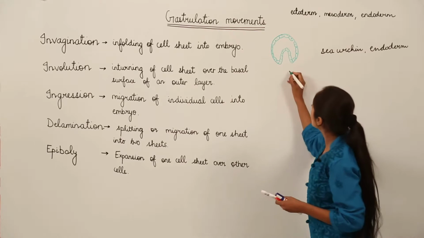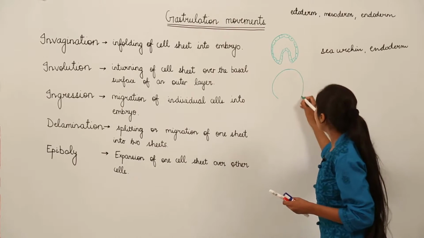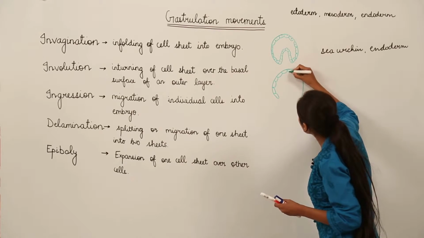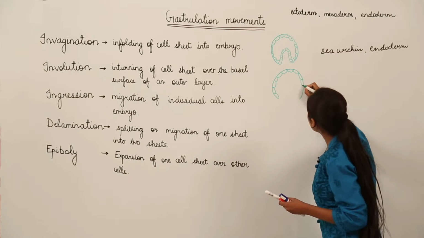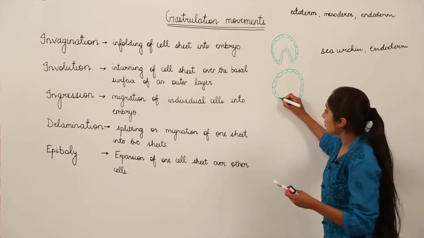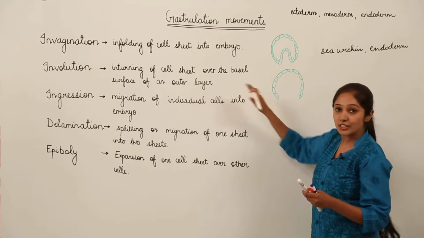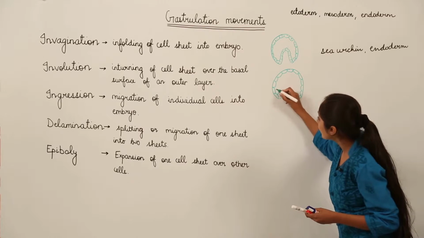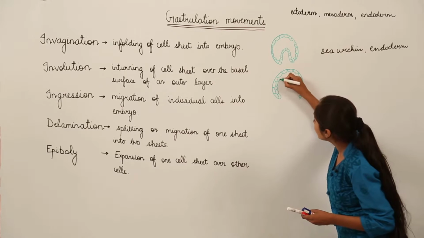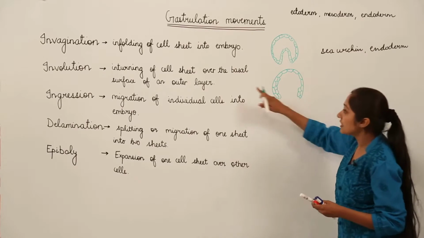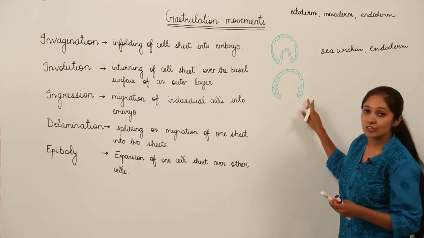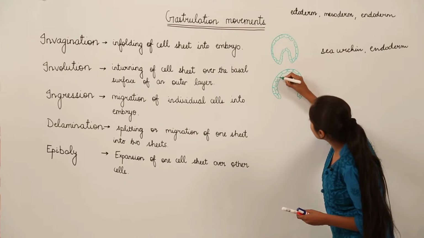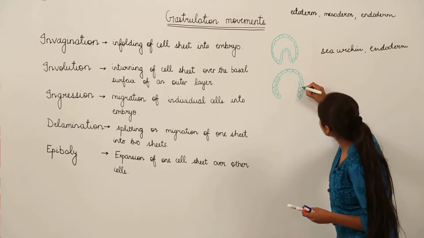What is involution? We have a cell layer. There are a few cells which I am going to draw. As you can see, what is going to happen? Here, the interning of cell sheet over the basal surface of an outer layer. So this is how they are going to intern, right? This is how I am going to show these cells. So interning of the cell sheet over the basal surface of an outer layer. Herein you can show the cells. Here I am showing the nucleus of the cells.